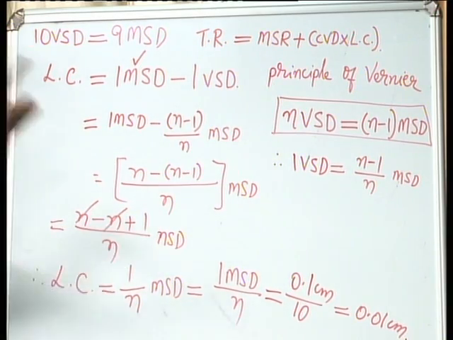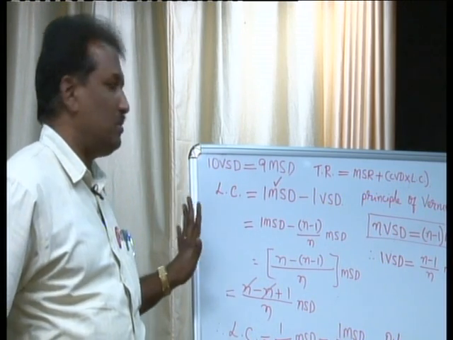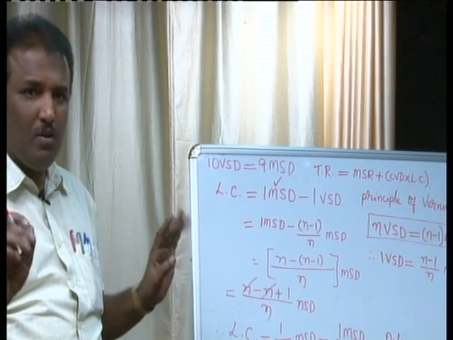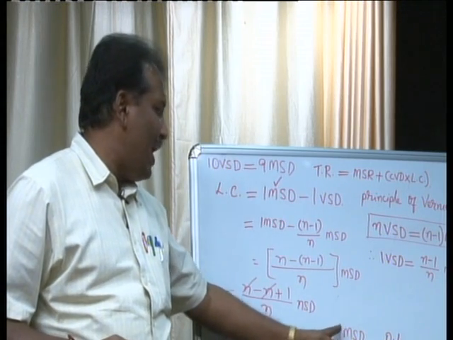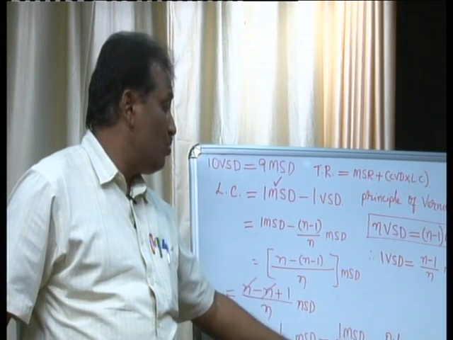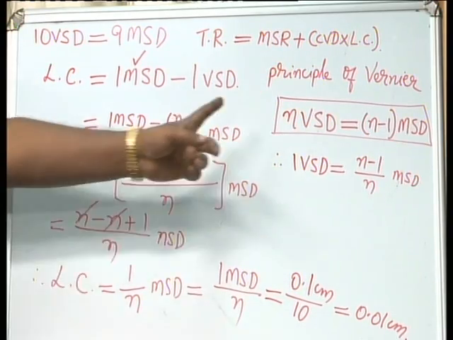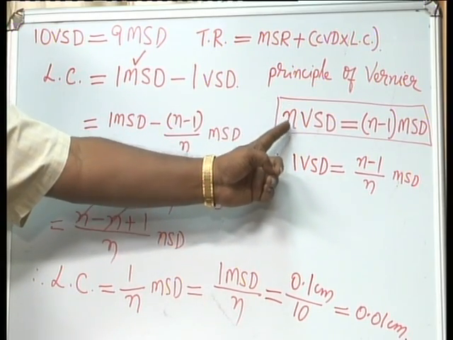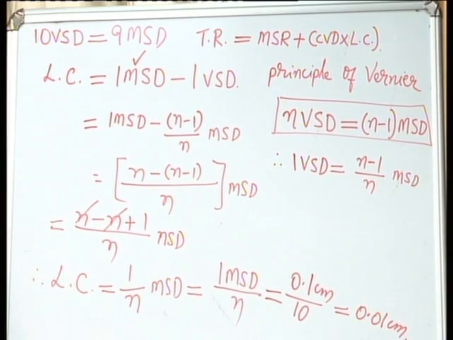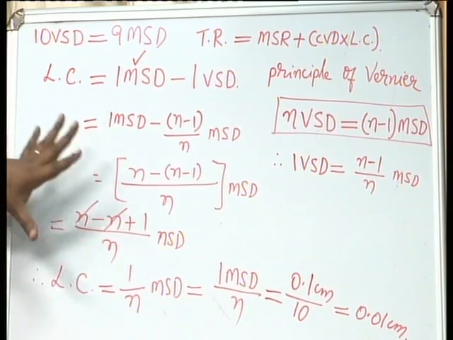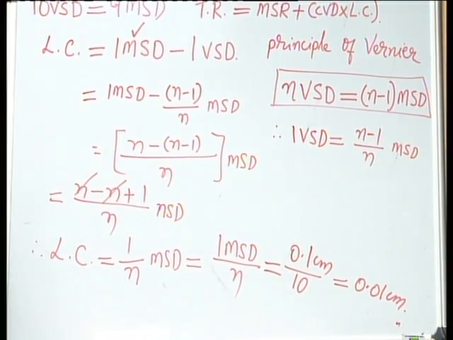This is the way of knowing the least count of the vernier calipers. I hope you understand. Just remember, the least count of the vernier calipers is the ratio of the value of 1 main scale division to the number of divisions on the vernier scale. Then the principle of the vernier is that the magnitude of N vernier scale divisions should be equal to N minus 1 divisions on the main scale. If you remember these two concepts, then let us try to know how to make the measurement using a vernier calipers.